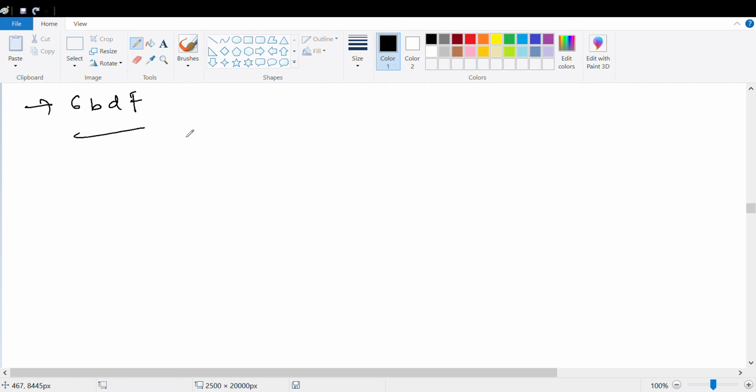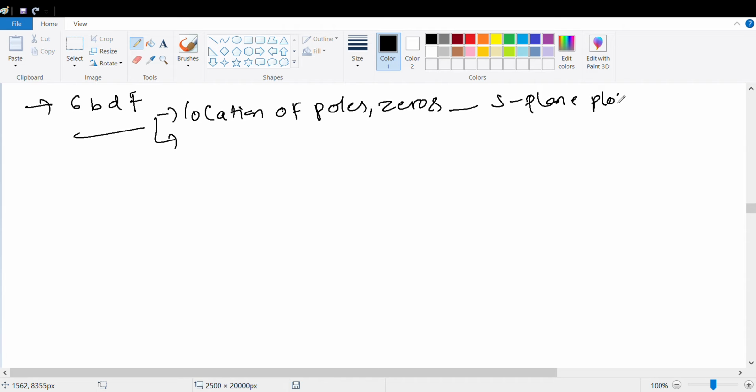For each of the transfer functions shown below, find the location of poles and zeros, and plot them on the s-plane, and write an expression for the general form of step response. For inverse Laplace, state the name of the damping.